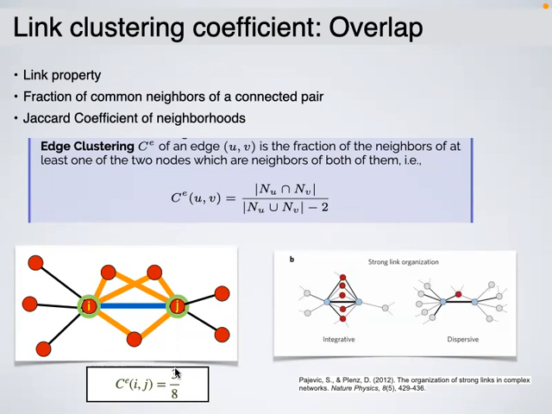And some people propose an interpretation of that. For instance, we can differentiate connection links that are integrative from edges that are dispersive. Dispersive means that you have a low clustering coefficient, and it's an edge which is between groups, while an integrative link is inside a group. That's the generality.